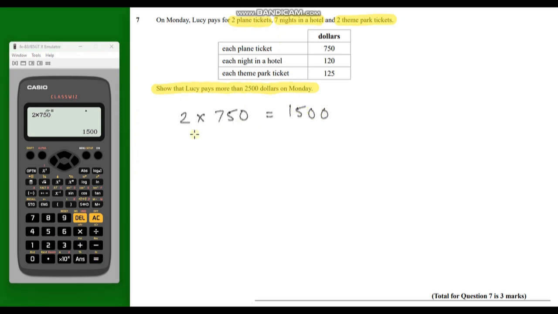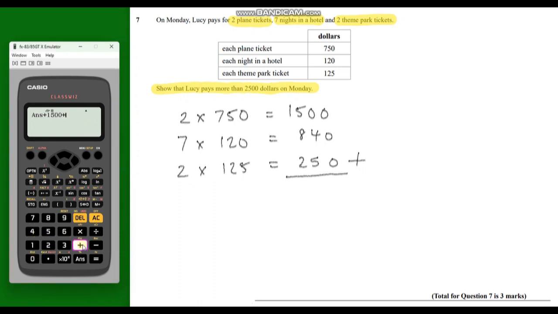She spends 7 nights in a hotel, so it's going to be 7 times the cost of a night in a hotel, which is $120. Let's work out that. 7 times 120. That's $840. And finally, she buys 2 theme park tickets. So 2 times the theme park ticket cost is $125. And I can do that in my head. That's just $250. So the total amount she pays, we're going to have to add all of these up. So we've got 840 here, plus 1,500, plus 250, and we get $2,590.